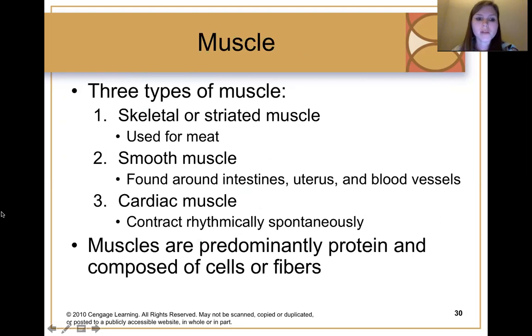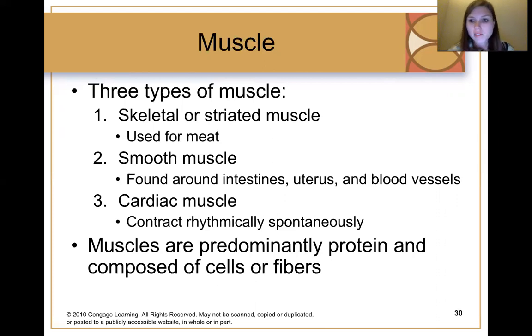So moving on to muscle, there are 3 types of muscle. So there's skeletal or striated muscle, and that's used for meat. So if you're eating an animal, then you're eating its skeletal muscle. The second type is smooth muscle, and that's muscle that's found around the intestines, around the uterus in a female, and also around the blood vessels to help move the blood along. And the smooth muscle around the intestines is what helps move the ingesta through the system.